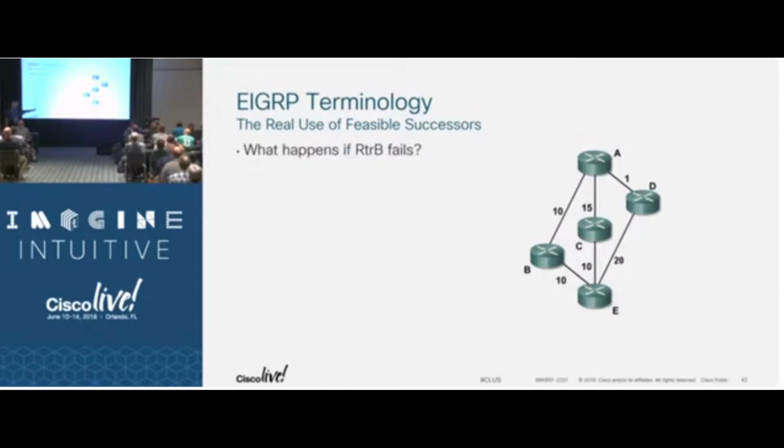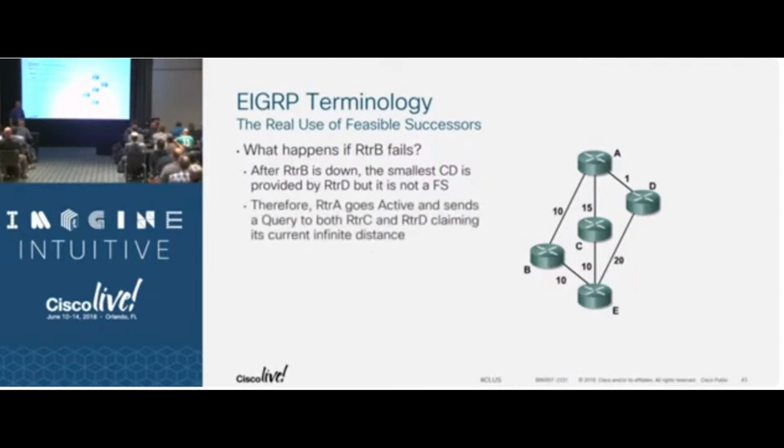So, long story short, we're gonna go and become active. We are going to become active because we know that the neighbor providing the least distance is not a feasible successor, and we want to test if that neighbor is actually loop-free. So we're going to send out a query that contains our momentary distance through the failed neighbor, which happens to be B and happens to be infinity.